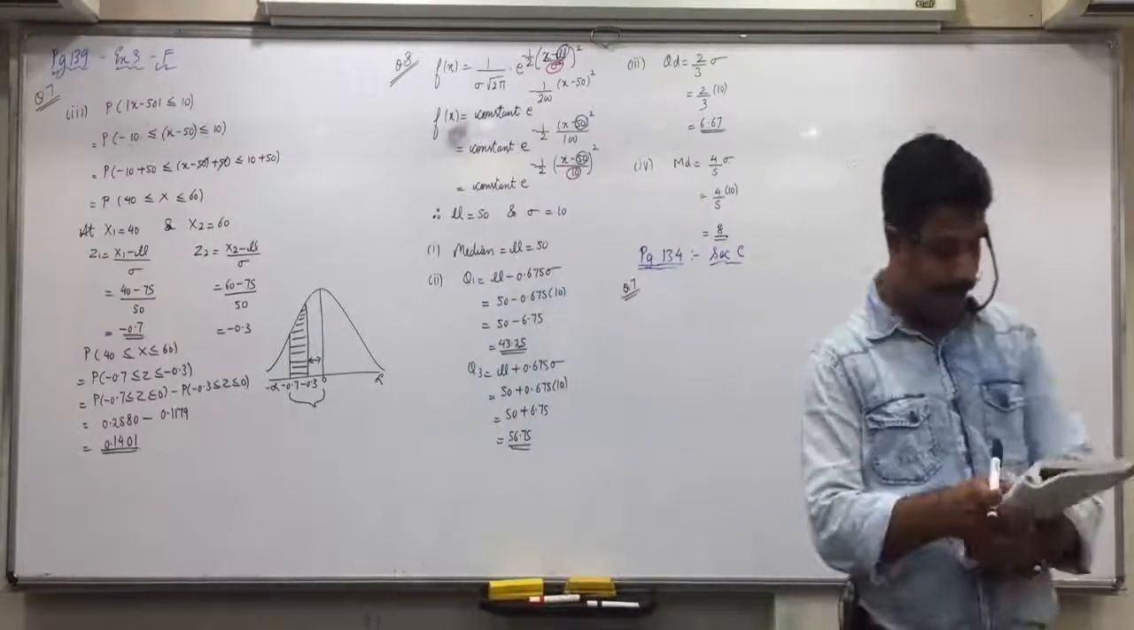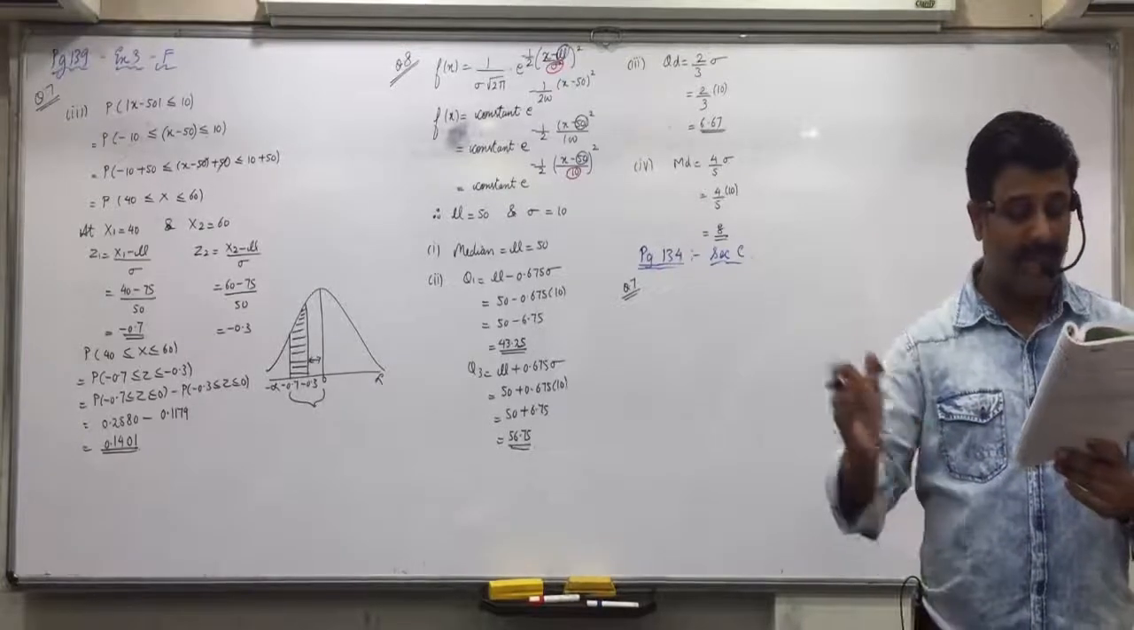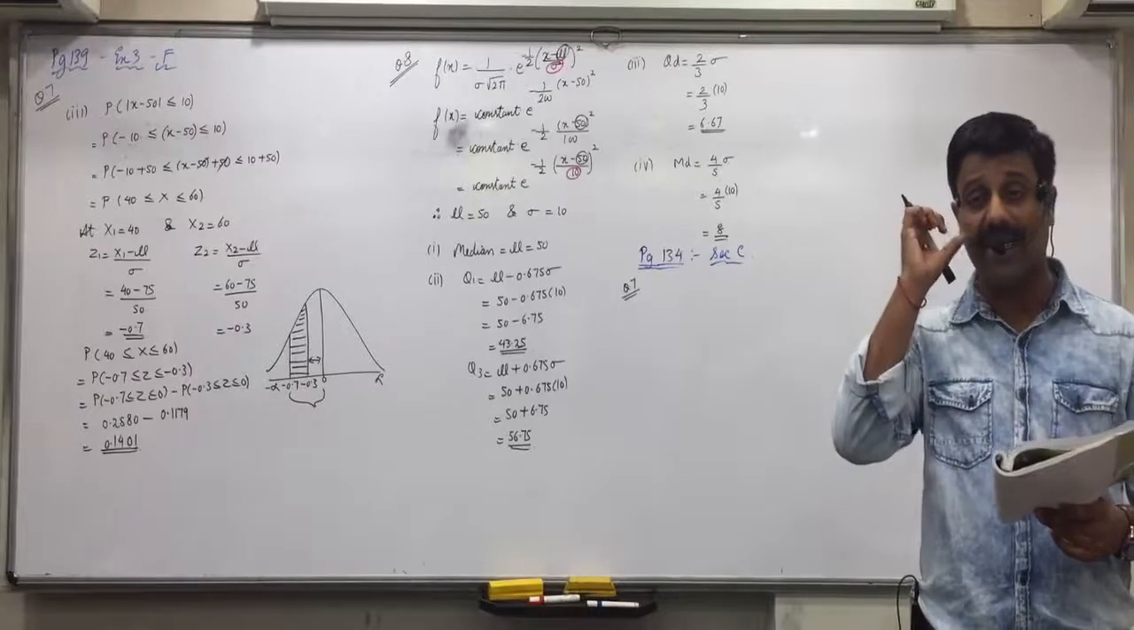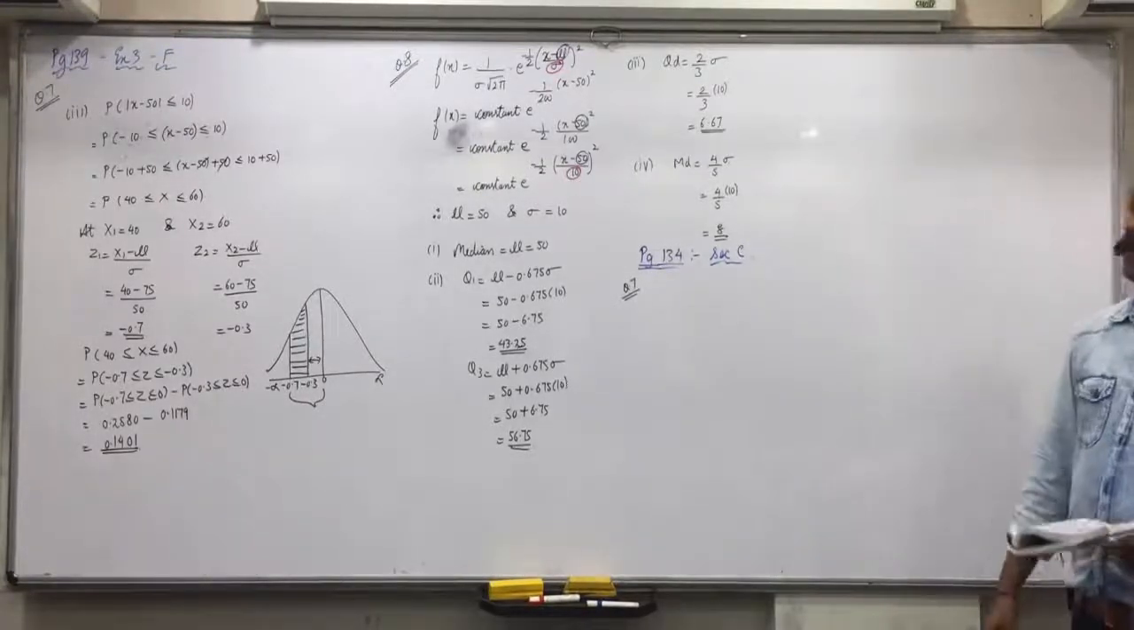We read it. A normal variable x has the following density function. The question asks for the first quartile. First of all, again we need mu and sigma. So write down the same thing.